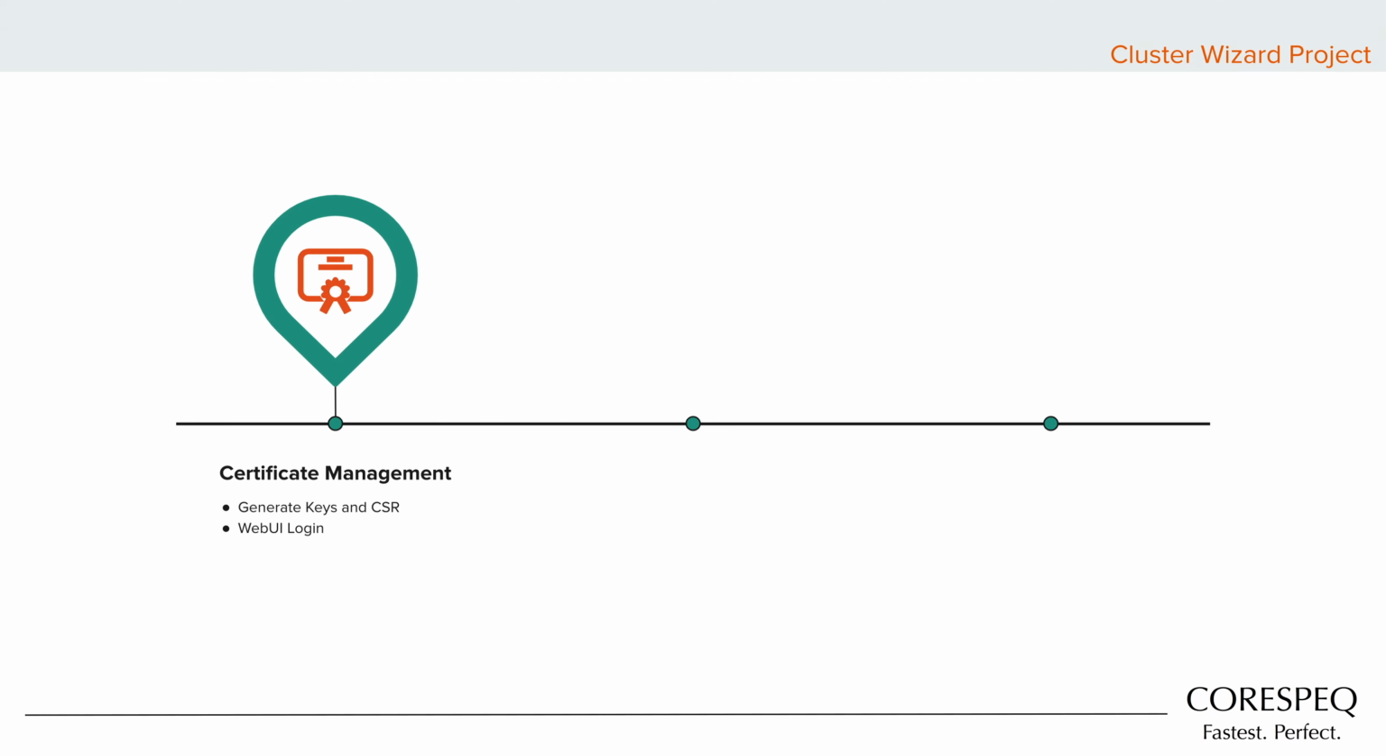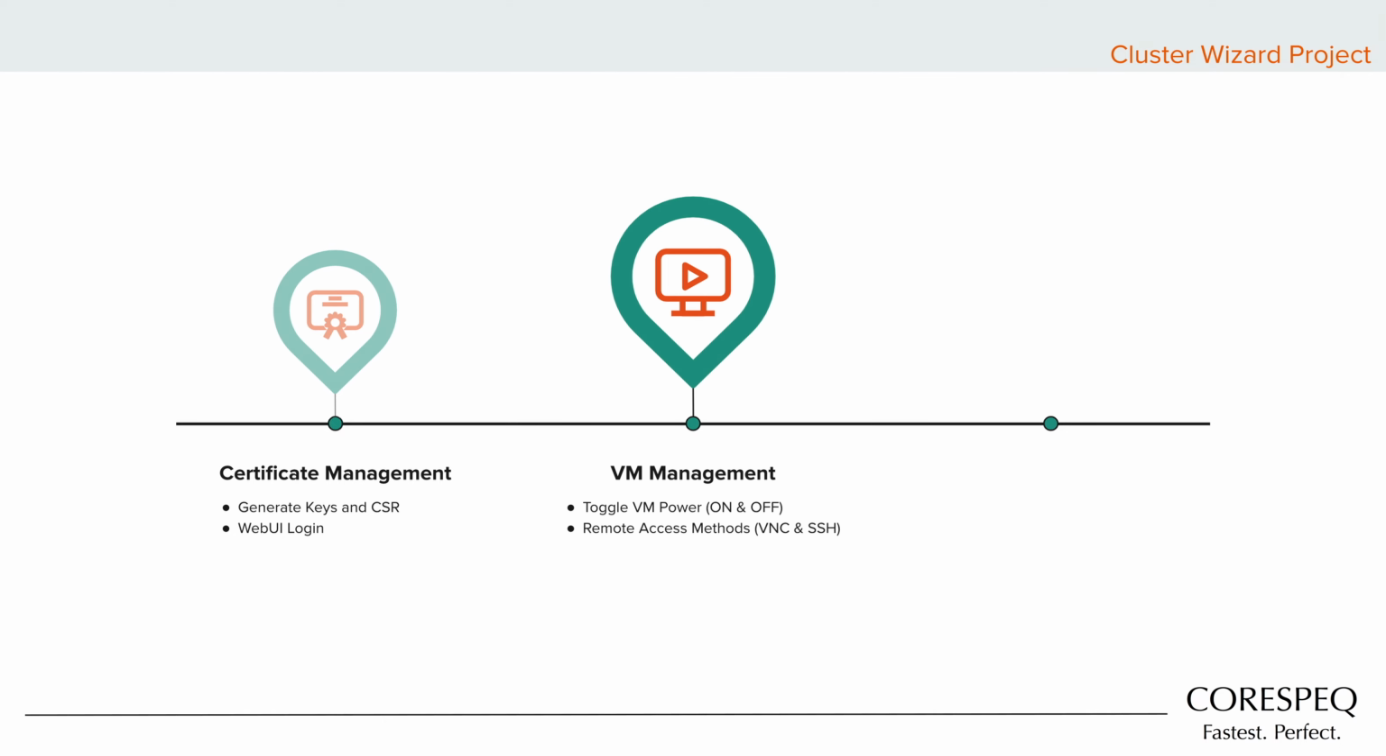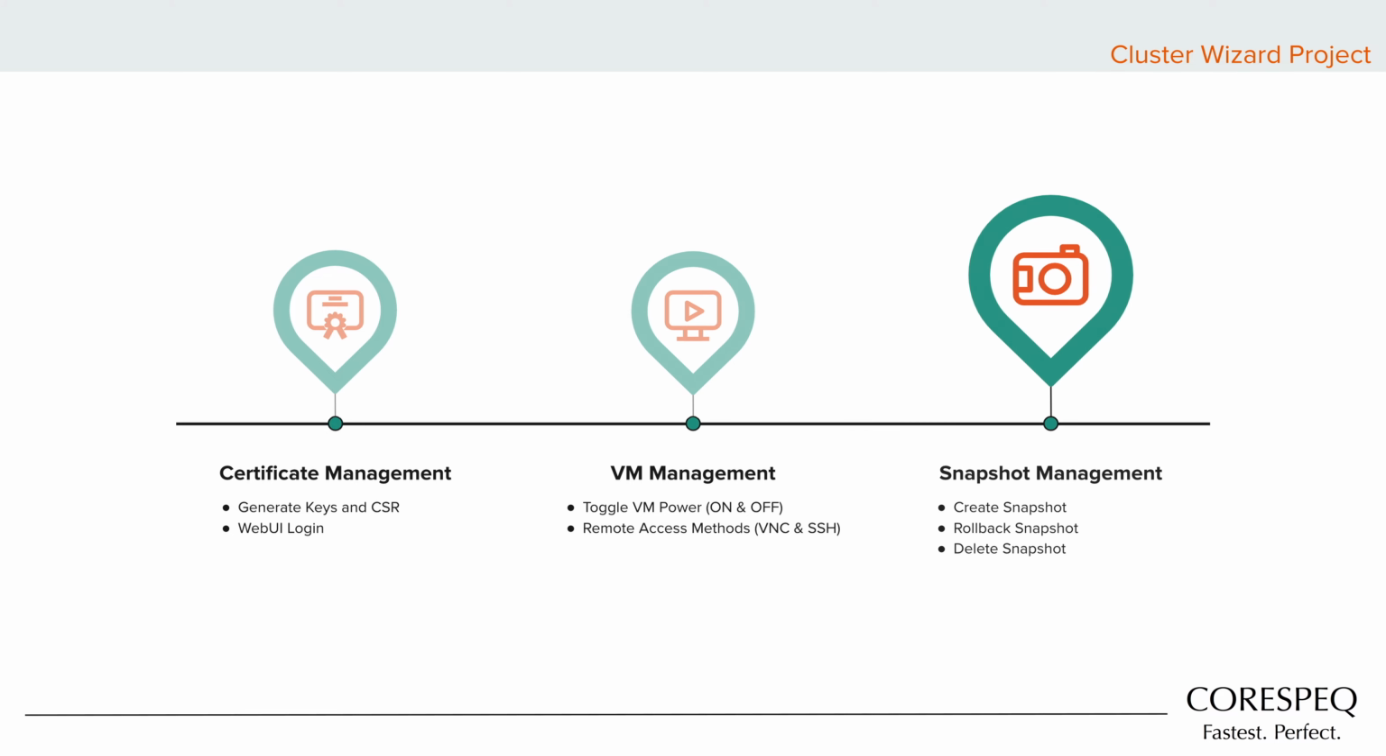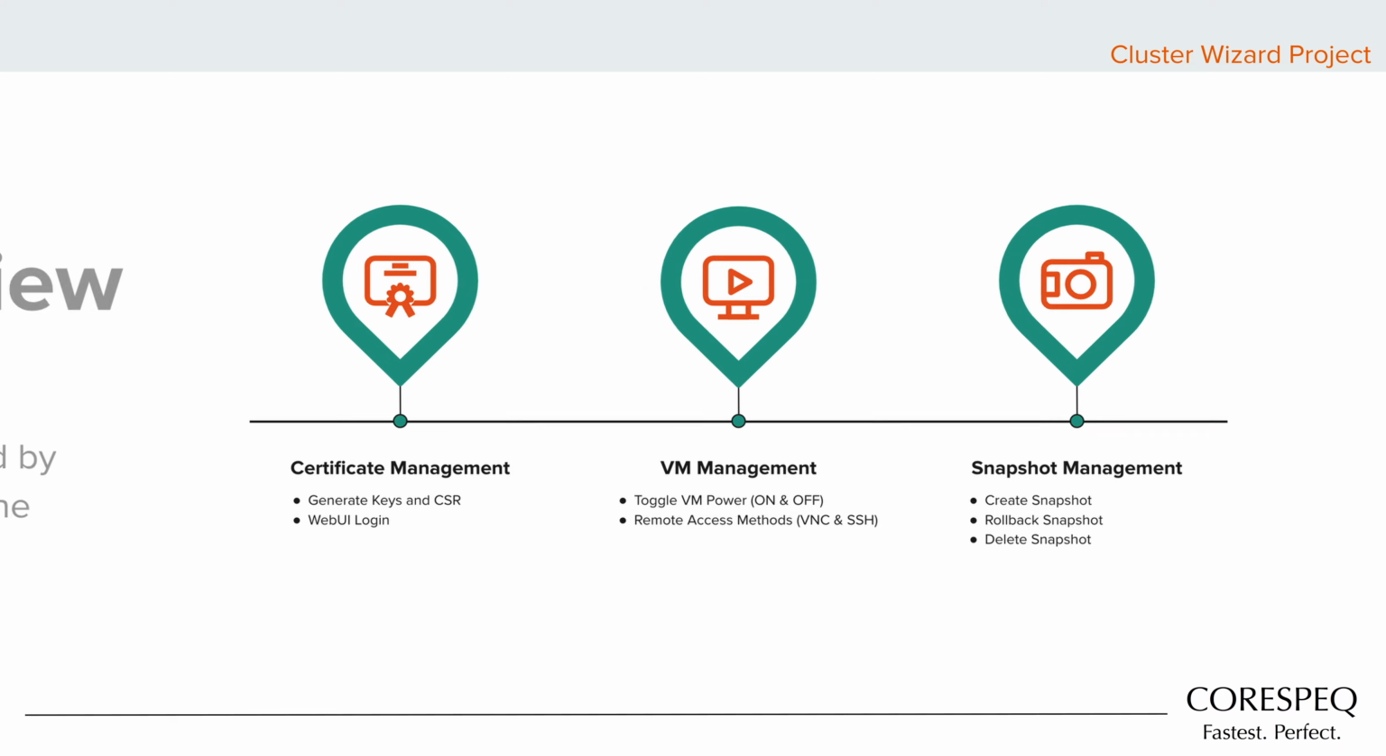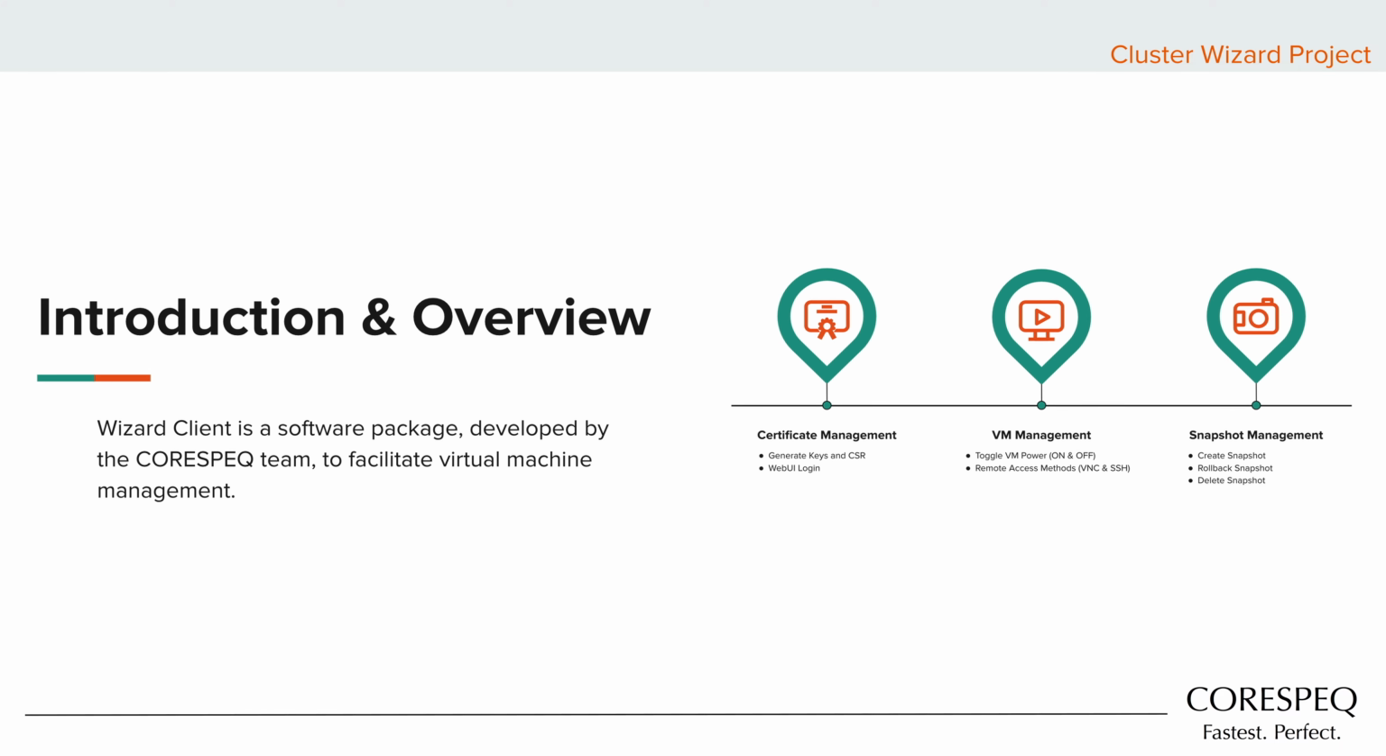This demonstration will start at the Certificate Management section. Here we will learn how to generate keys and CSRs which will be used for logging into the WebUI. A successful login allows us to access the VMs Management section. This page enables us to toggle the VM's power and shows us the available methods to remotely access the VMs. Lastly, we will look at the Snapshot Management section and go over the steps to create, rollback, and delete VM snapshots. Now we are ready to have a look at the WebUI walkthrough.